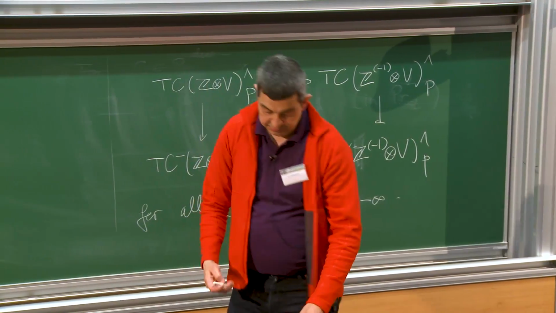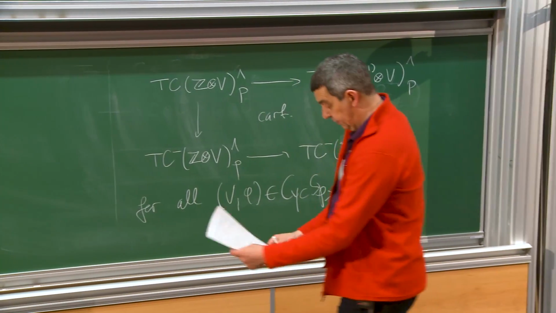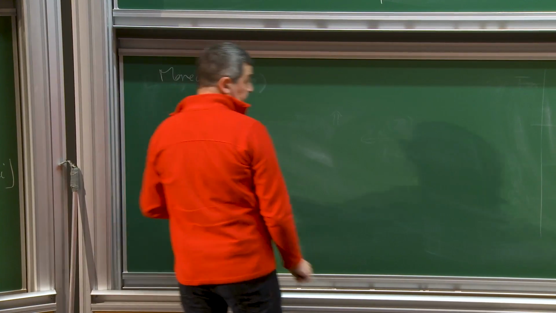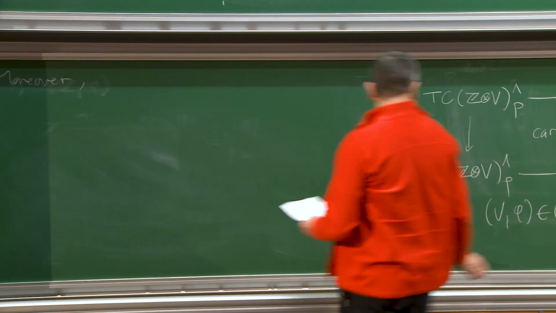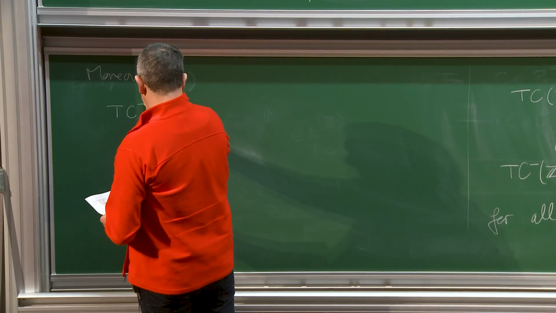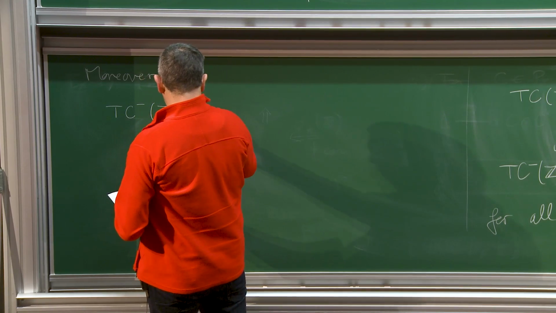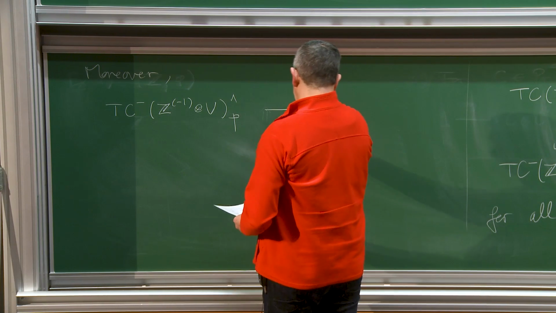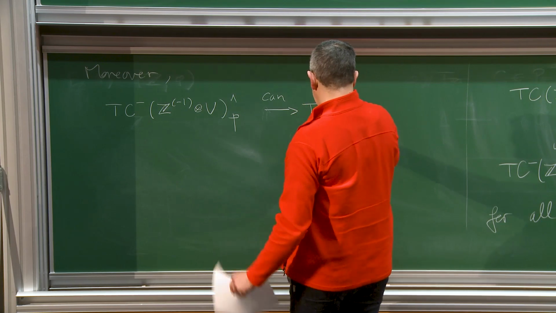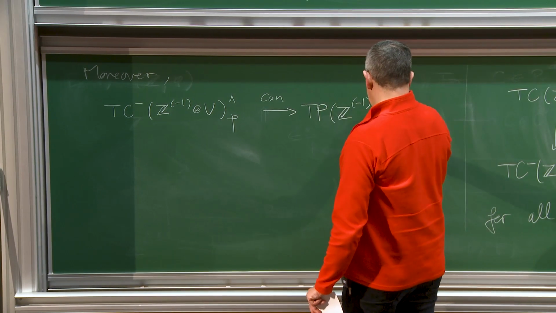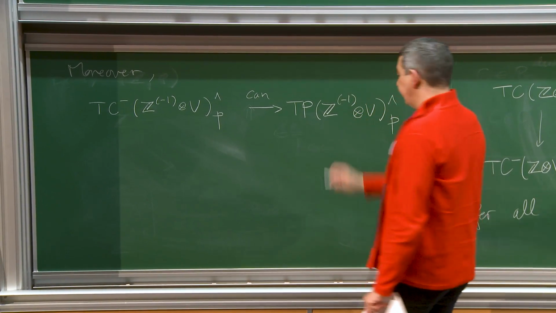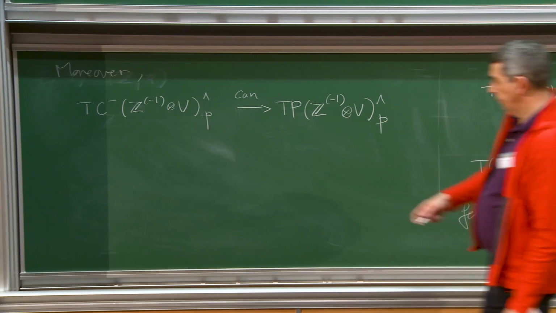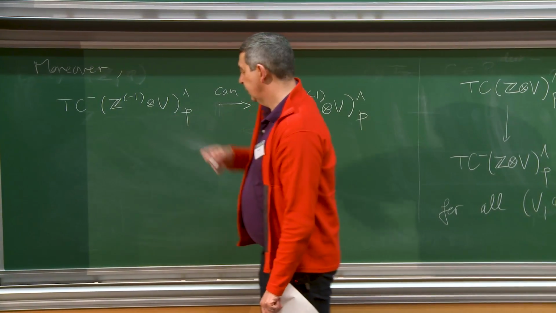So now we should work on this a little bit. Moreover, let's work on this term here first. So TC minus C minus 1 tensor V. This I can map by the canonical map to TP. And the fiber of that is some homotopy orbit guy, and because V is bounded below.